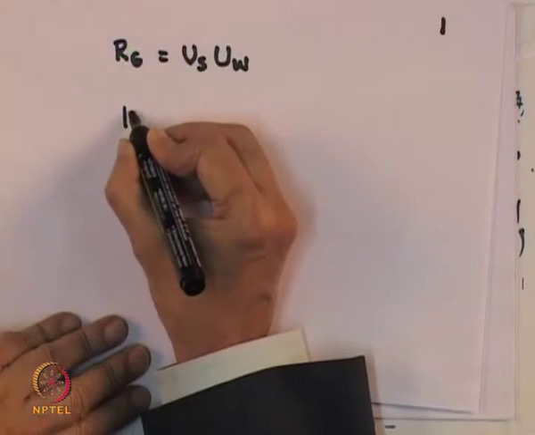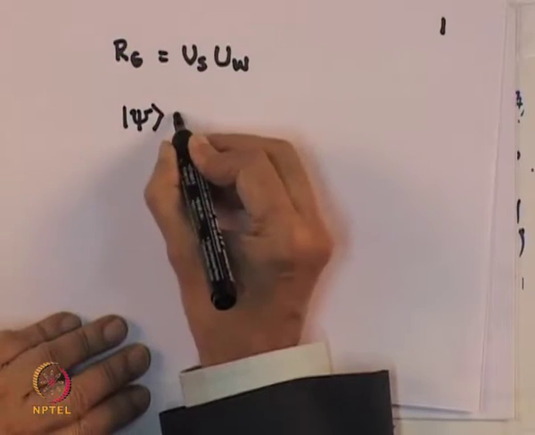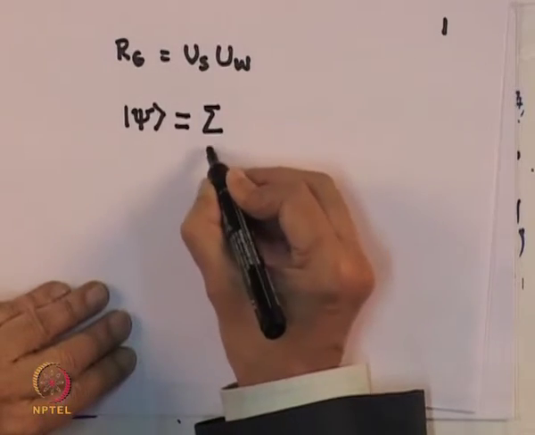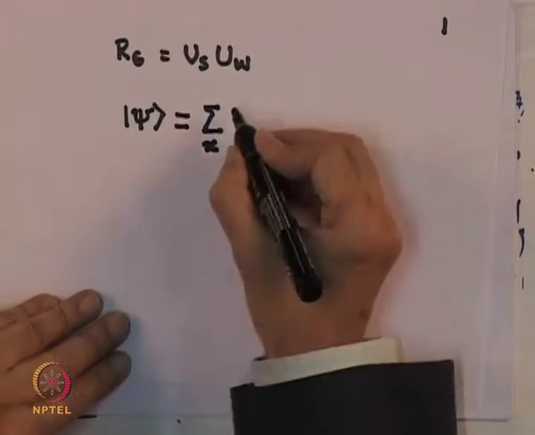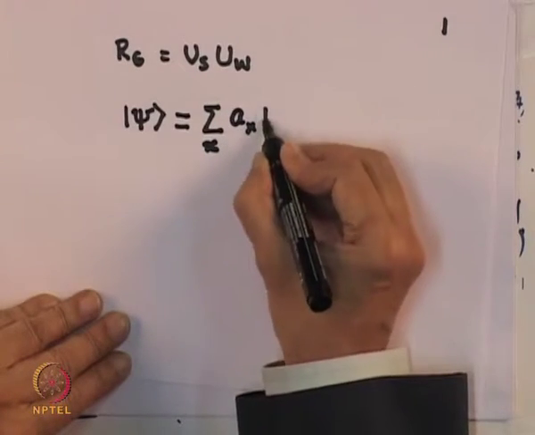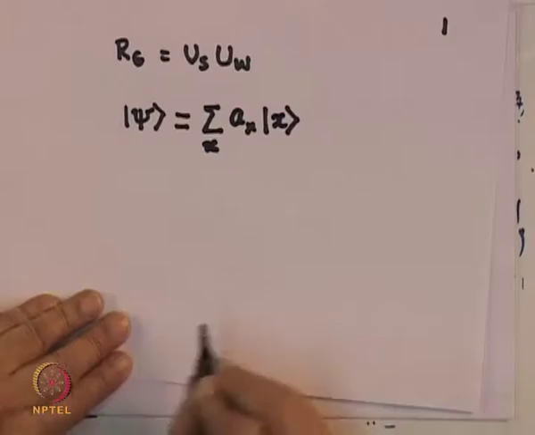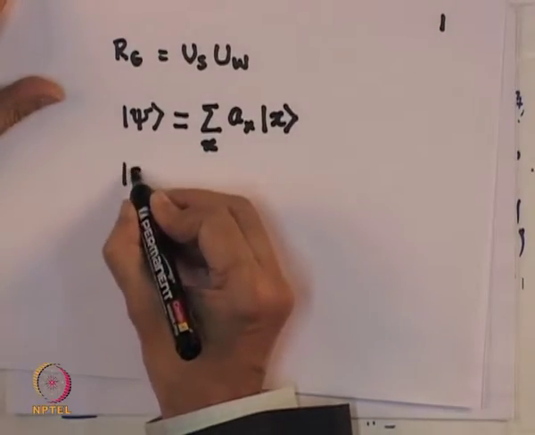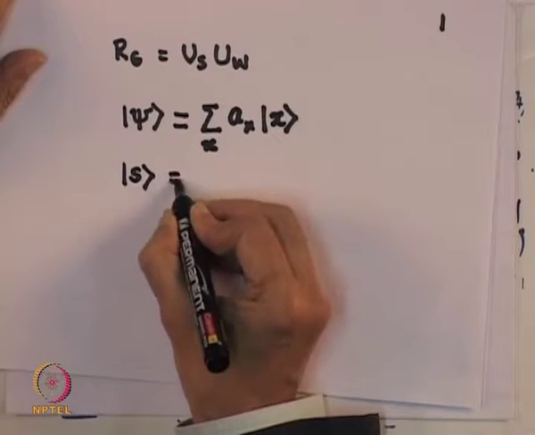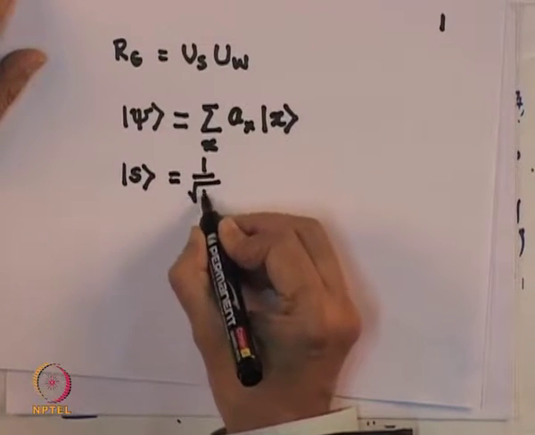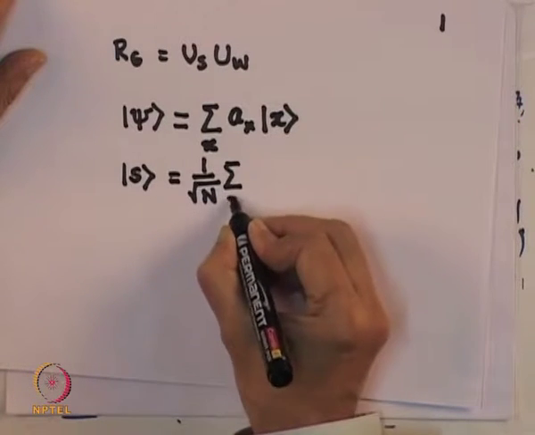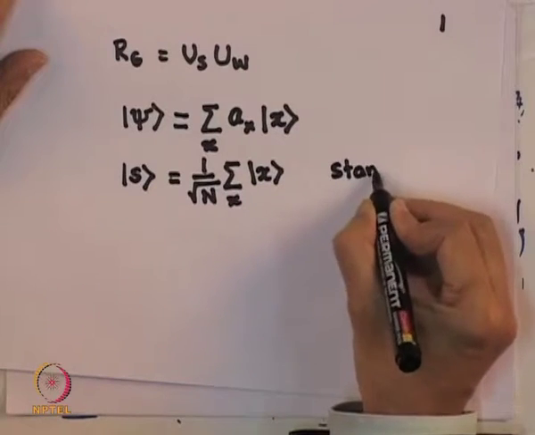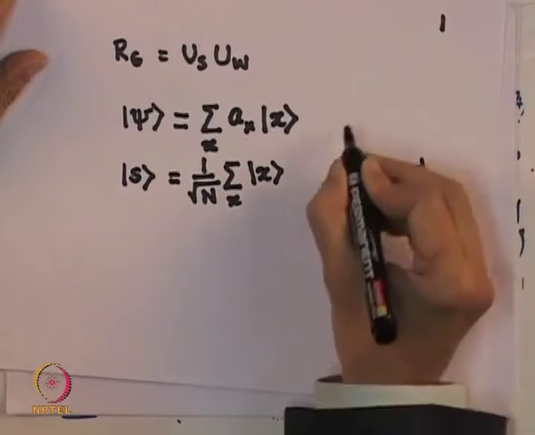So we again start with an arbitrary state psi, which I will expand in the computational basis. So the computational basis I am writing as x, and let us suppose that the amplitude is Ax. So this is an arbitrary state, and we have seen that my standard state S is simply an equal linear combination of these computational basis states. So this is standard and this is arbitrary.